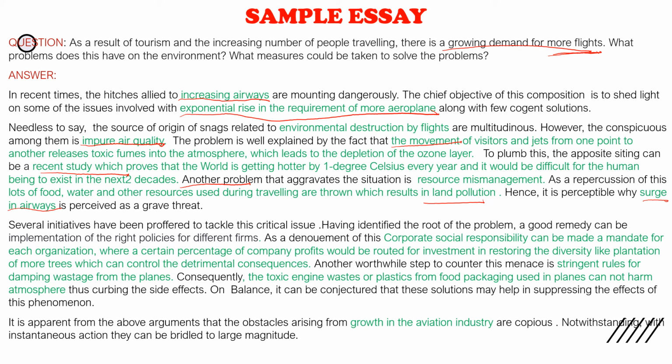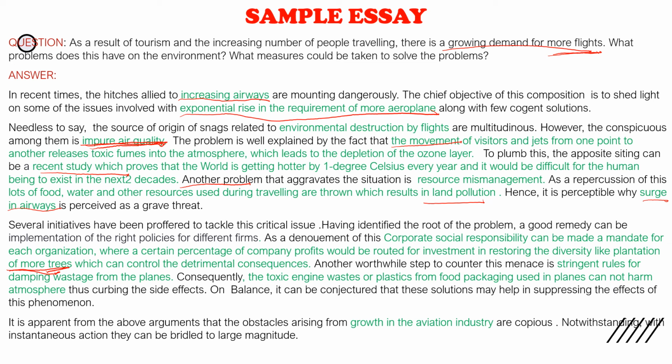Now moving to the solution, several initiatives have been preferred to tackle this critical issue. What is the first solution? Corporate social responsibility can be made a mandate for each organization, where a certain percentage of company profits would be routed for investment in restoring diversity, like plantation of more trees. Because I was talking about impure air quality, I am talking about more trees, so that the air is freshened, is cleared more by the trees. So trees will take the toxic gases, the carbon dioxide, and release fresh oxygen. So that will help, which can control the detrimental consequences, that is impurity.